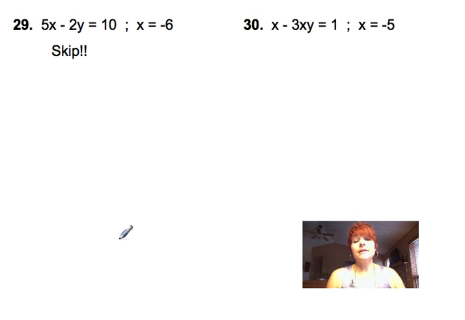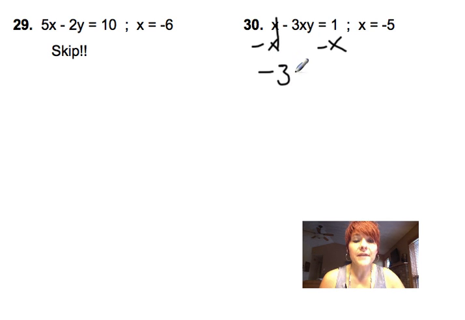Number 30 is a little bit different because there's two x's. But when there's two x's, you don't have to treat that any differently. We're trying to solve for y, okay? So what I need to do is I need to get rid of this x first. So I'm going to subtract x on both sides. So then these are going to cancel each other out. Make sure you bring the negative down, so it'd be negative 3xy equals 1 minus x.